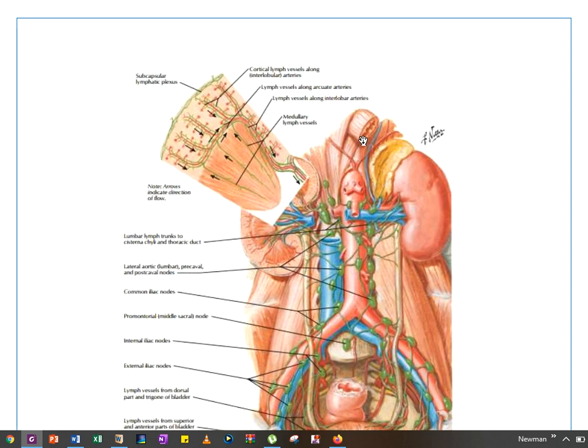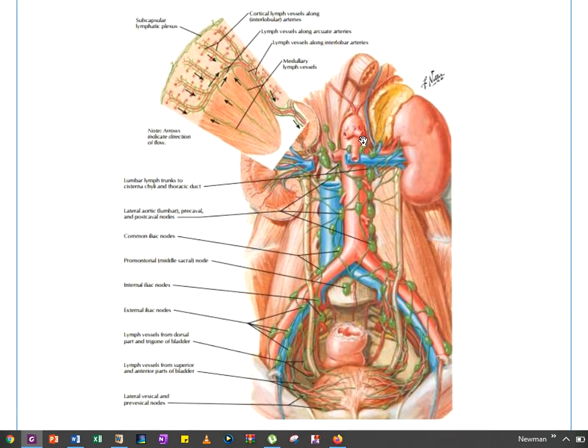So another image. This image, as you can see, is demonstrating lymphatic drainage of different parts.